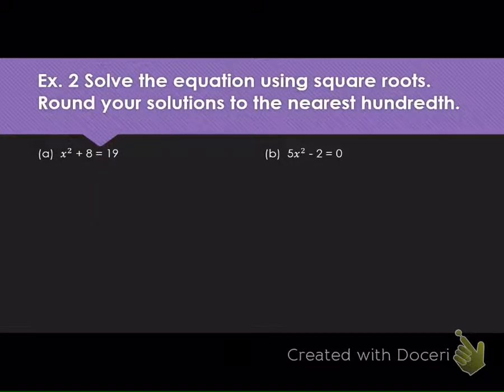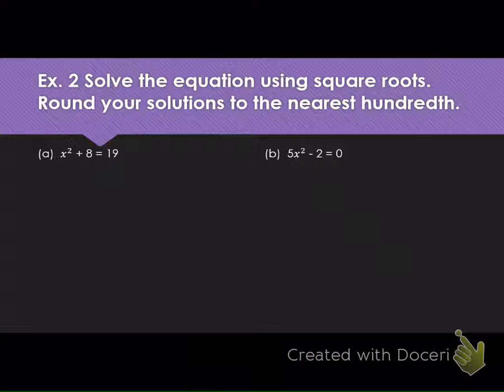It says solve the equation using square roots and notice the rest of the directions. It says round your solutions to the nearest hundredth, which means we're going to have what kind of answers this time? Decimals. All right. This is when you can give me decimal answers when it tells us to round. Jamara, if they want us to round to the nearest hundredth, how many decimal places is that? Very good. 2.